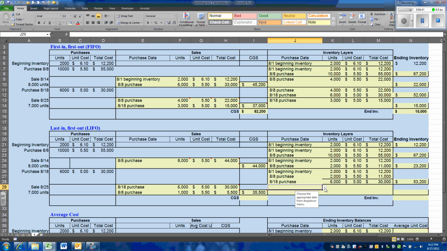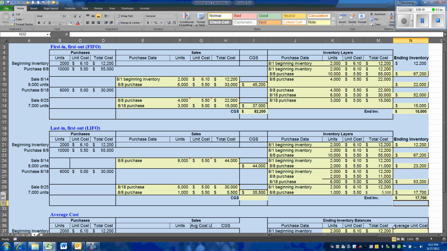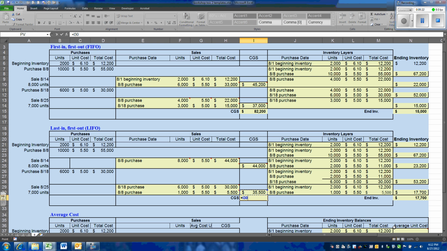So in our ending inventory, our beginning inventory remains, plus items from the August 8th purchase. So we have 2,000 units from our beginning inventory. From the August 8th layer, we began with 2,000, which means we have 1,000 remaining at $5.50. And our ending inventory valuation will be $17,700. That will be the ending inventory for the period. Cost of goods sold from the 2 sales transactions will give us a total in cost of goods sold of $79,500.